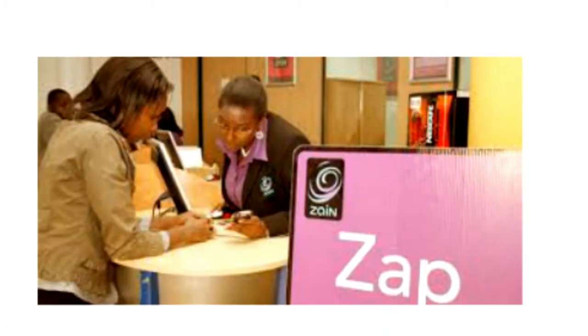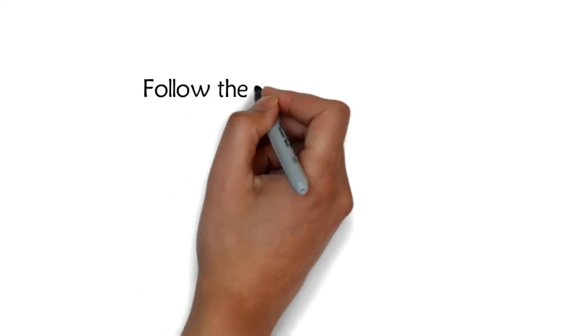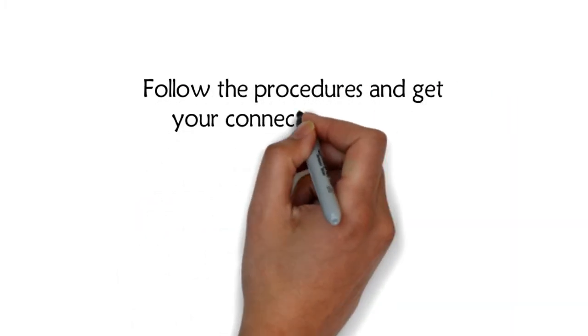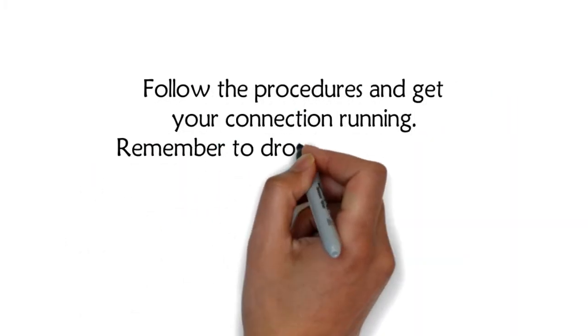Shortly after we posted the Zain trick, we experimented with Mountain Sudan using the methods as shown in our tutorials, and we then found it to also work too. Follow the below procedures and get your connection running.